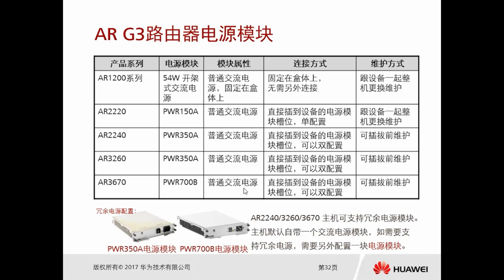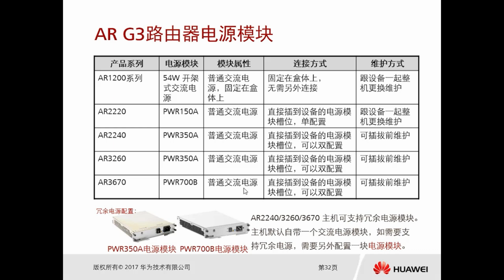Then what are the properties of this module? It is fixed on the box body, so the way of connection is that it does not need to be connected separately. Once it is fixed on the chassis, it does not need another connection. Then, how is the maintenance done? It is done by replacing the equipment as a whole machine. And then next, the 2220 and 2240. So what are the main differences in their power modules?